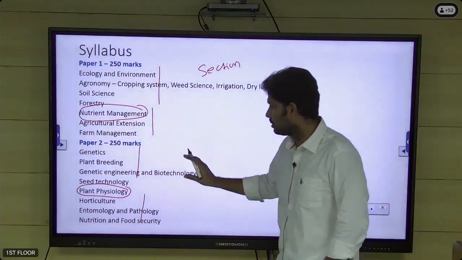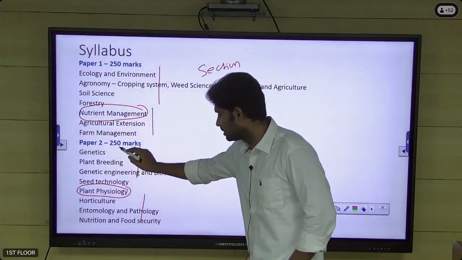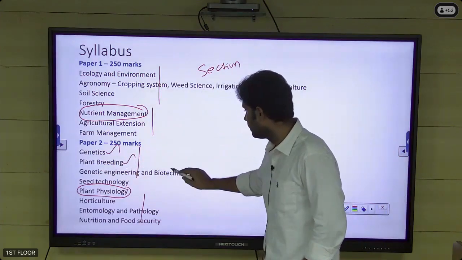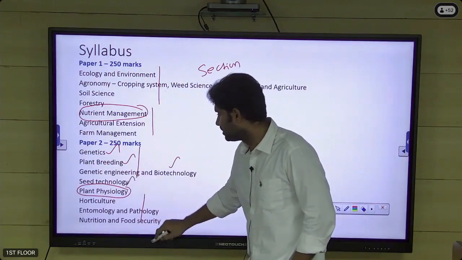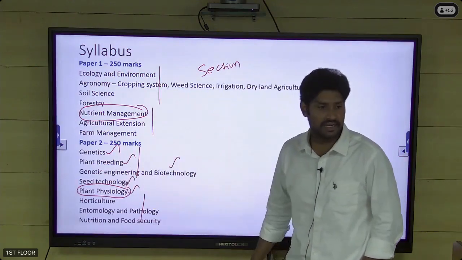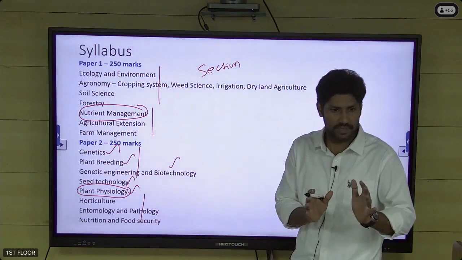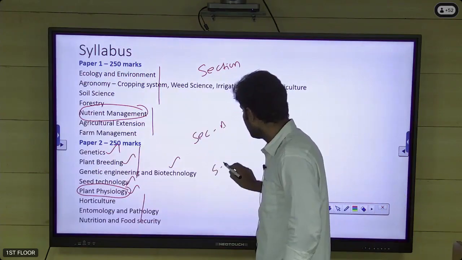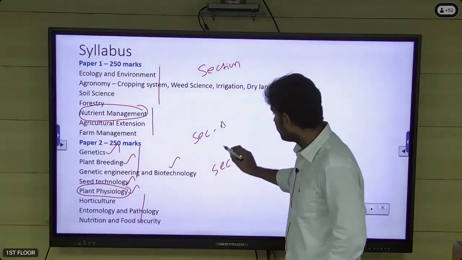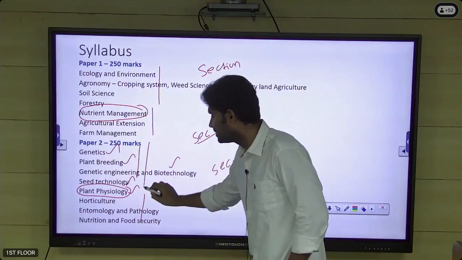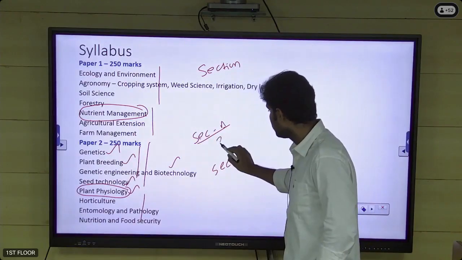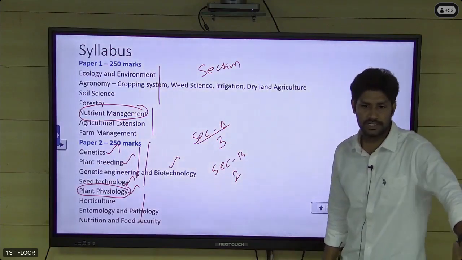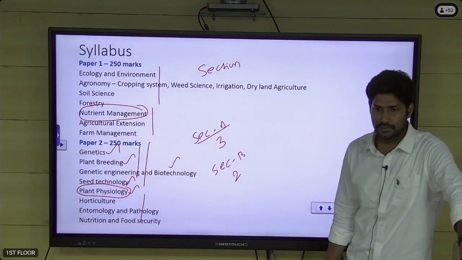One common strategy to score high marks in paper 2, since the subject is technical here: genetics and cell biology, plant breeding, biotechnology, seed technology, plant physiology. These are the technical areas, pure science areas. Mostly in section A, the questions are from these areas. So you have to choose 3 questions from section A and 2 questions from section B. This is one common strategy to score high marks in paper 2.